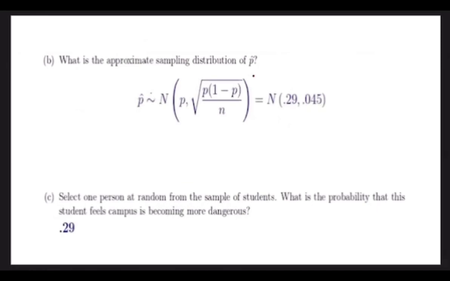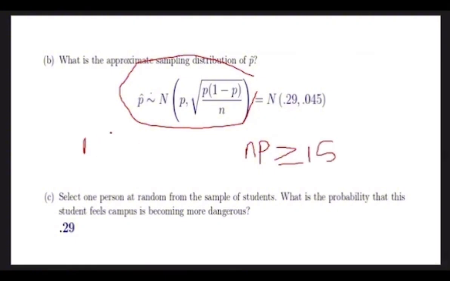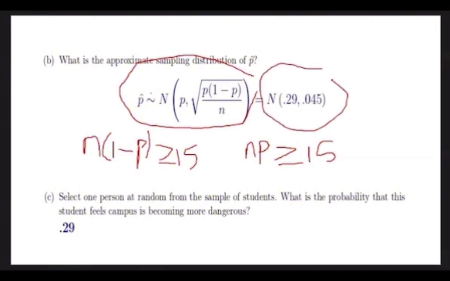Now, I'm actually going to write this, because if you want to know whether P cap follows a normal distribution, you need to investigate this. Is n multiplied by p greater than or equal to 15? And not only that, is n into 1 minus p also greater than or equal to 15? In this case, n is 100 multiplied by 0.29, which is greater than 15. Because of that, you can now solve it and write it that way.